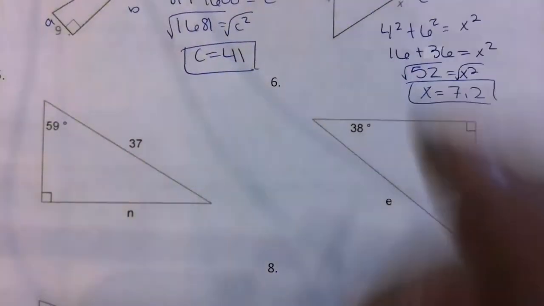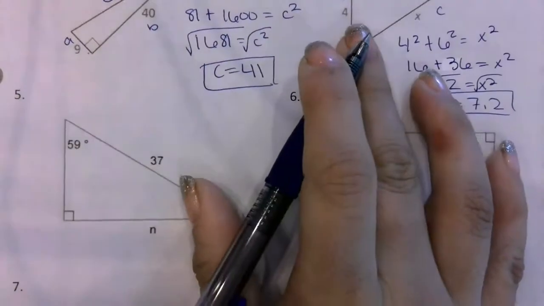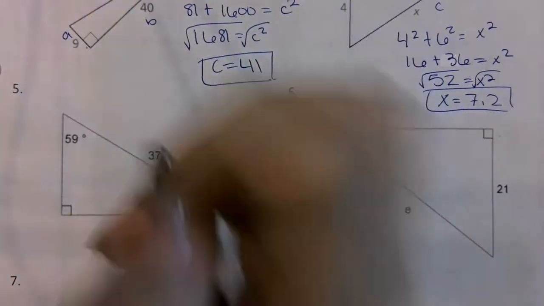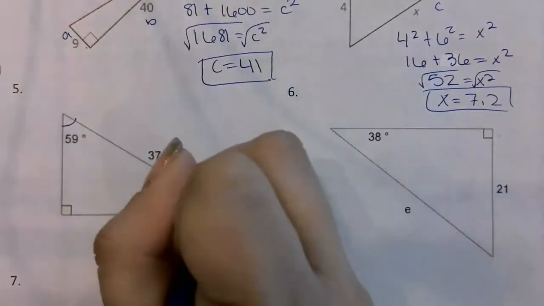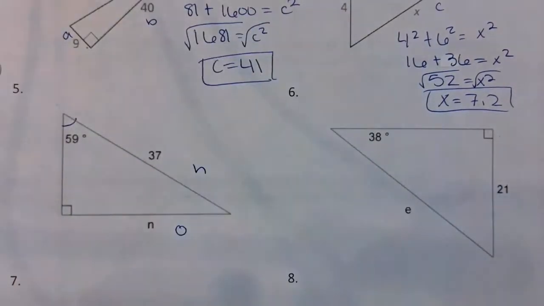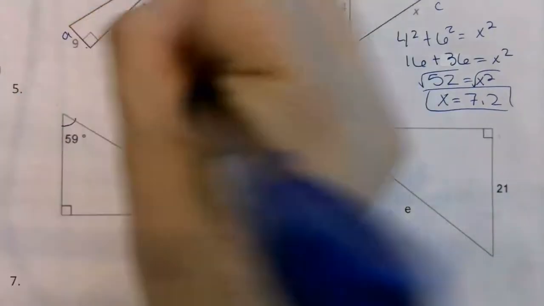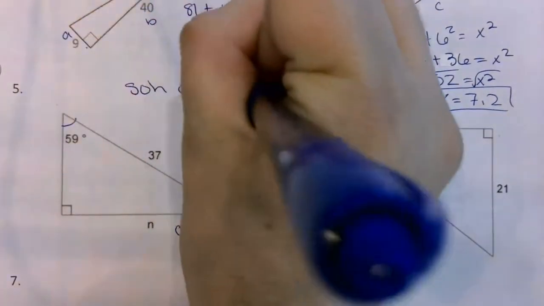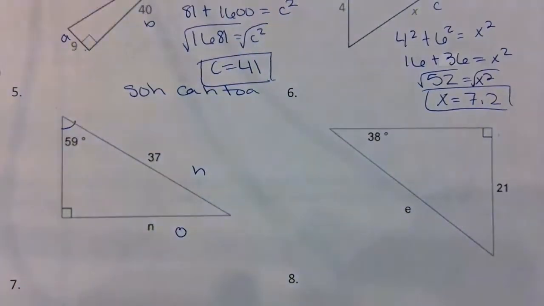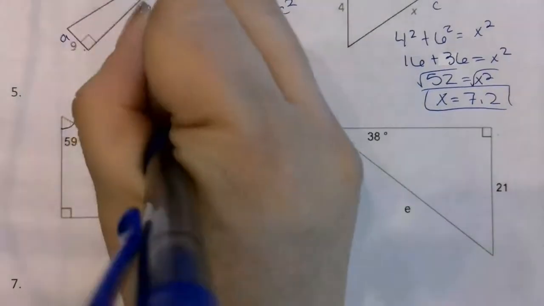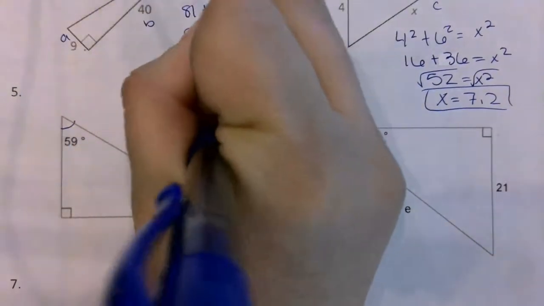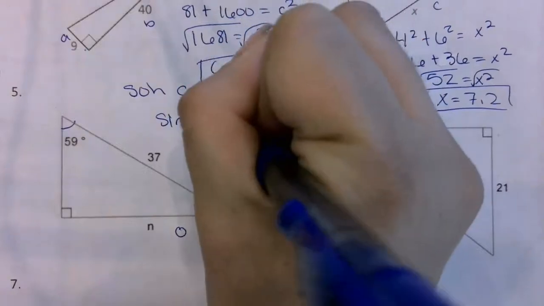Numbers 5 and 6, I know a side and I know an angle. I want to solve for the missing side. So for my angle right here, this is my opposite and this is my hypotenuse. This would be sine, because remember our trig functions have SOHCAHTOA to help us remember what pieces go with which trig function. So I'm going to do sine of 59 equals n over 37.